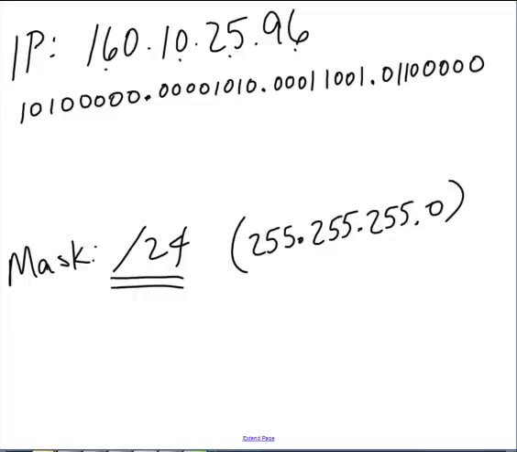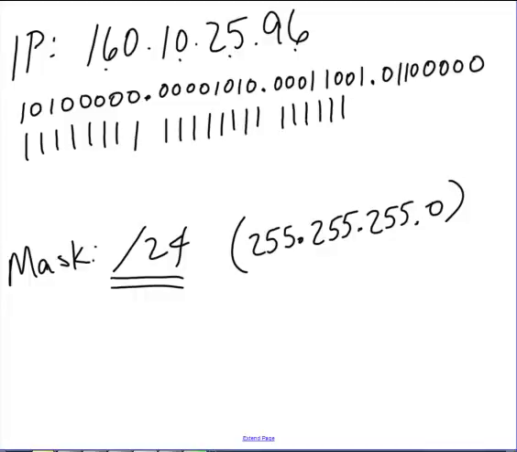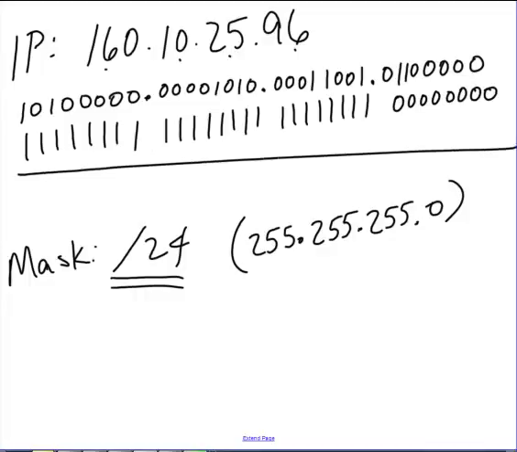Now back to the mask. When we use the slash notation in a mask, we take the number after it, start at the left, and write out that many ones. We have a 24, so starting at the left, we write out 24 ones: 1, 2, 3, and so on up to 24. Then the rest of our mask is zeros, 8 of them.